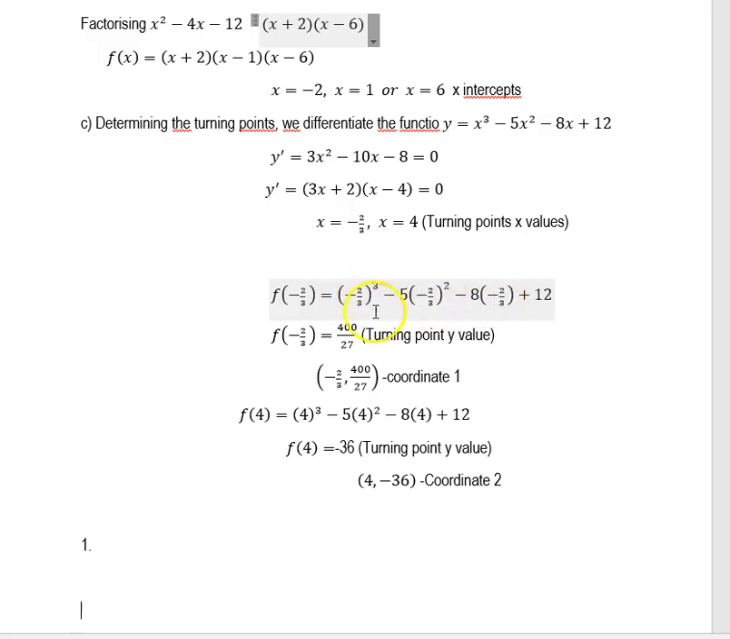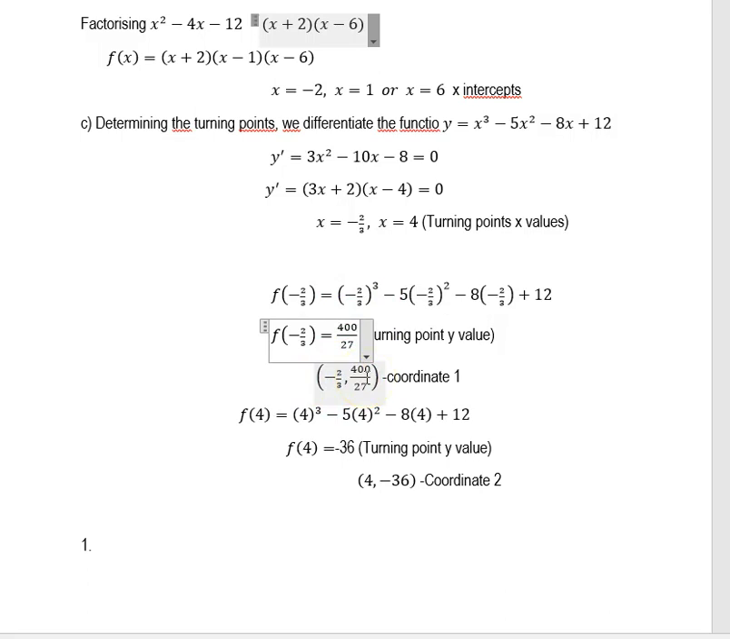That's it there, and that's it there. You open the brackets using your calculator. You're going to have 400 over 27. That is your y turning point, the first y turning point. Now you need to write that in coordinate form. What do I mean? It means your x and y must be together. So it is your x value there, and that's the relative y value for the turning point.